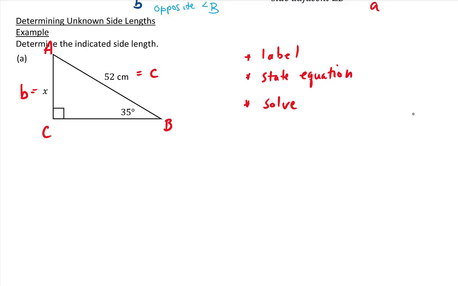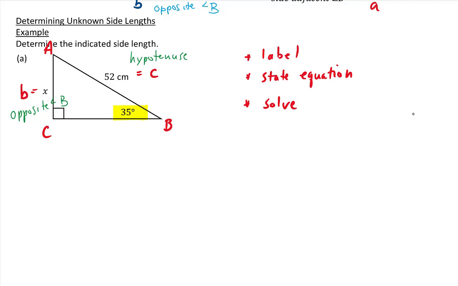So to decide on an equation, we need to look at the angle we're focused on. We're focused on this angle here, the 35 degrees. So let's label the sides accordingly. Let's start with C. We already know it is the hypotenuse. And we know that side B is opposite that angle that we're focused on. It's opposite angle B, because that's our angle of focus.